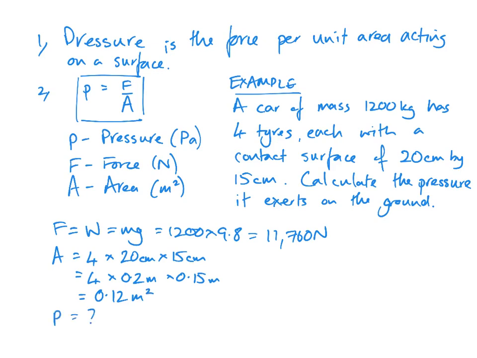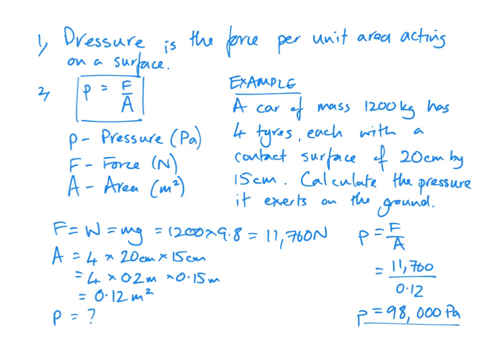And then our pressure is question mark. The pressure is force divided by area. Square metres incidentally are quite big units of area, so you'll see here we're getting fractions of that for our calculations. So do our force divided by our area, and that gives us 98,000 pascals. And as I was saying, we tend to get quite large values for these pressures.